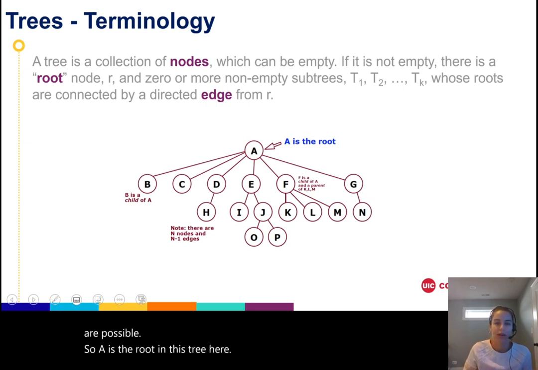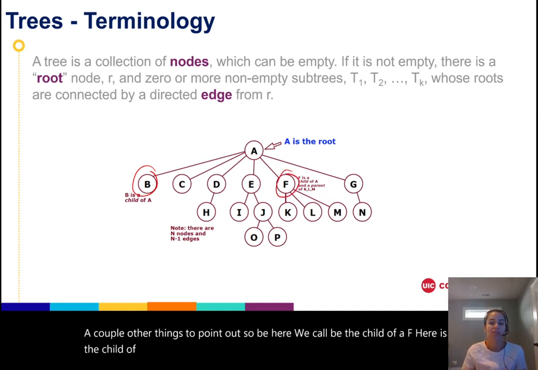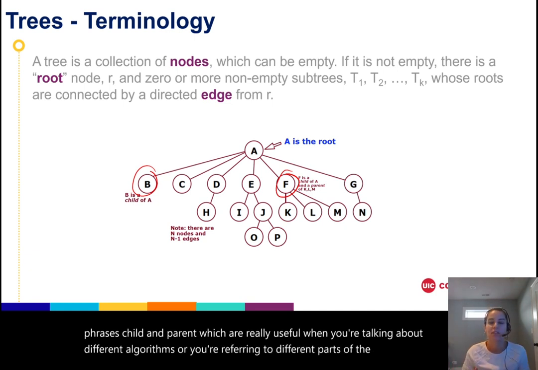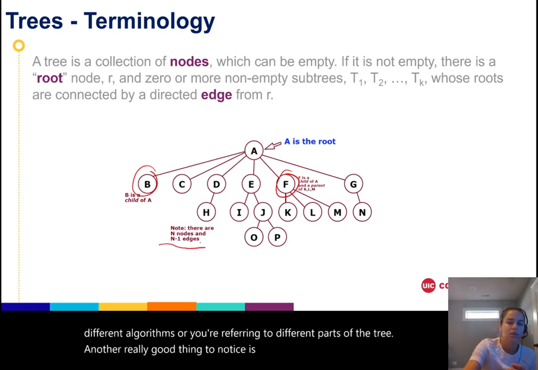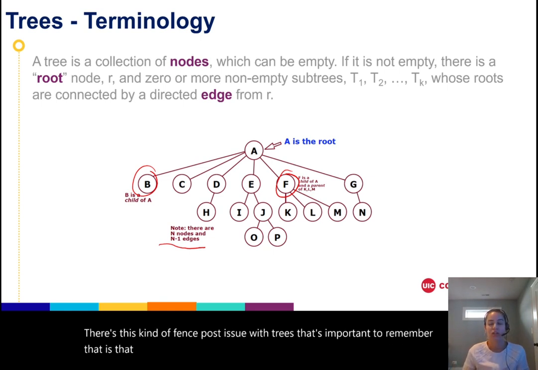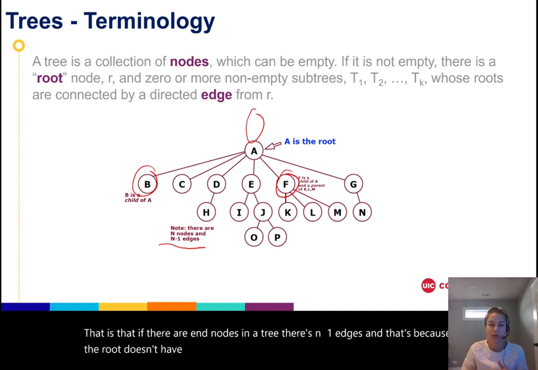A couple other things to point out. So B here, we call B the child of A. F here is the child of A as well, but it's also the parent of K, L, and M. So you can use those phrases, child and parent, which are really useful when you're talking about different algorithms or you're referring to different parts of the tree. Another really good thing to notice is that there's this kind of fence post issue with trees that's important to remember. That is that if there are n nodes in a tree, there's n minus 1 edges, and that's because the root doesn't have an edge coming down to it.